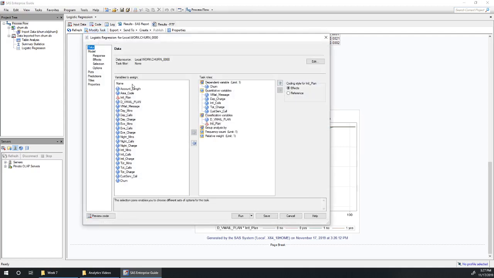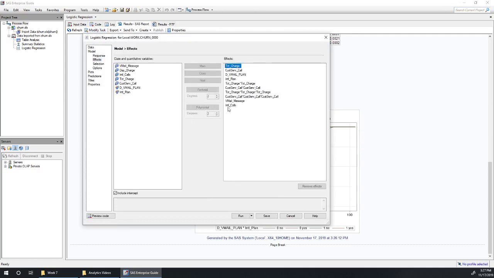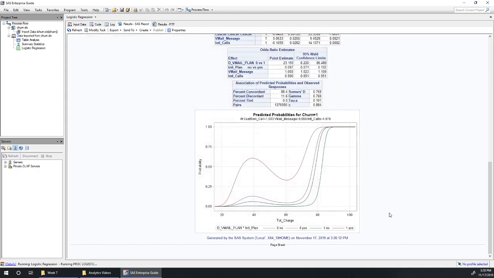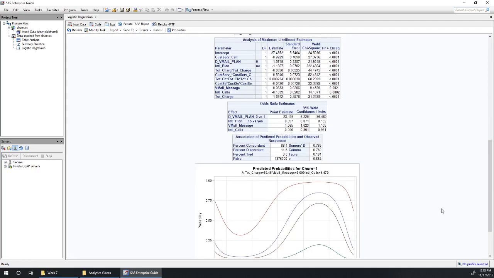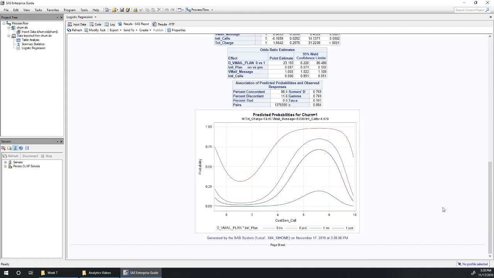Modify our task again. Go to Model Effects. Remove total charge. Add it back in. And now customer service calls is at the top, and that'll be the one that we get the graph of down the bottom. Alright, what are we seeing now? So customer service calls are generally running between 0 and, I think, the maximum in our data is 9.